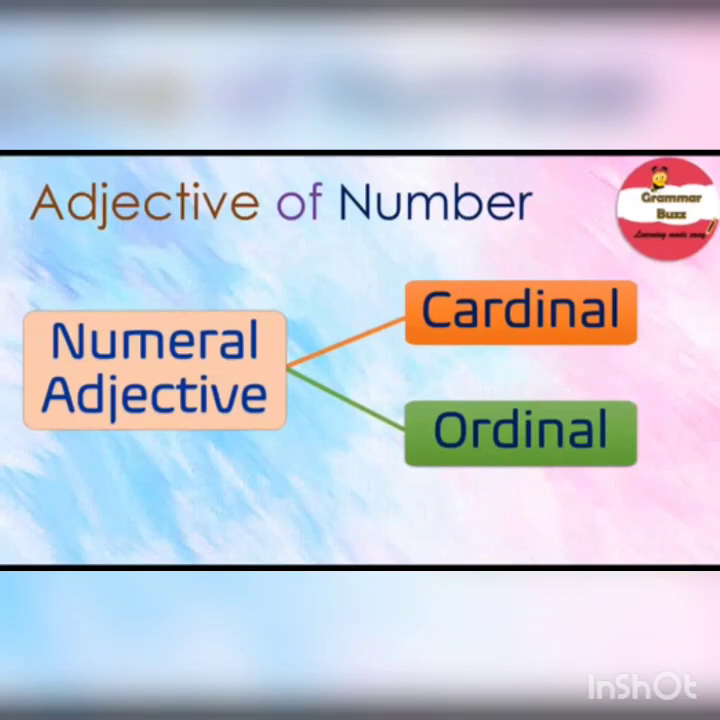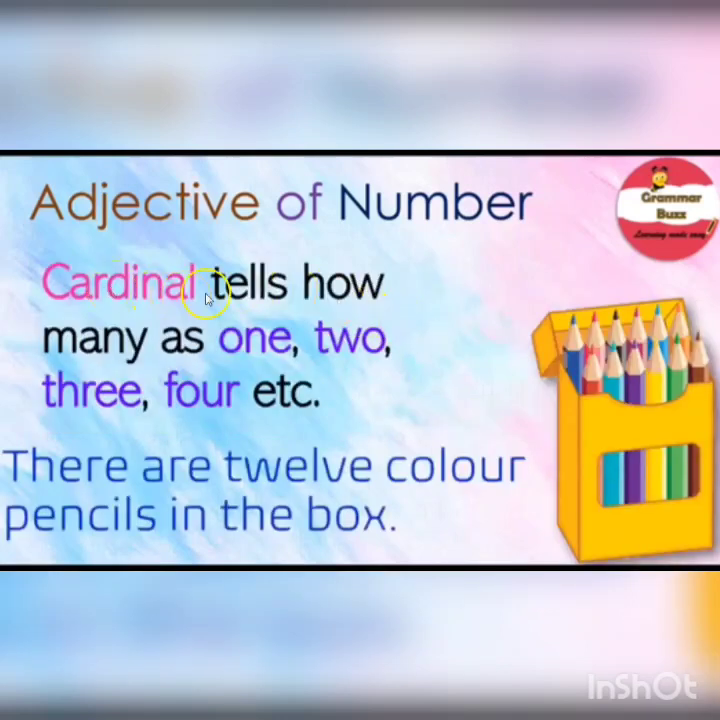Let's take a look at them. See here. Cardinal tells us how many, as 1, 2, 3, 4. That is your normal counting of numbers. For example, there are 12 color pencils in the box. So here the number 12 is given. So it is an adjective of number. You can also call it a numeral adjective.